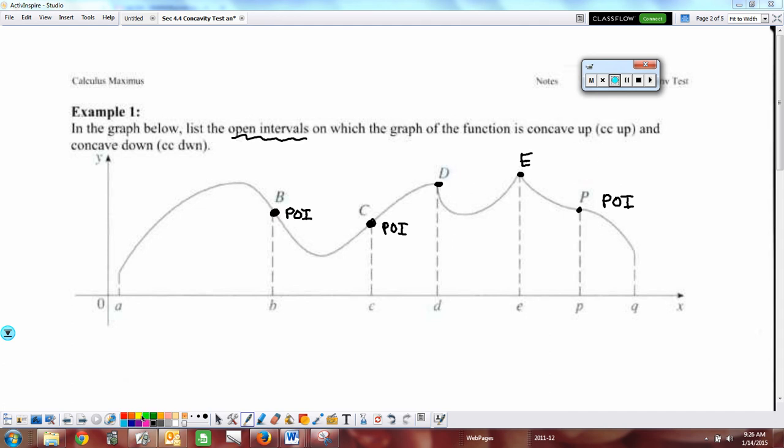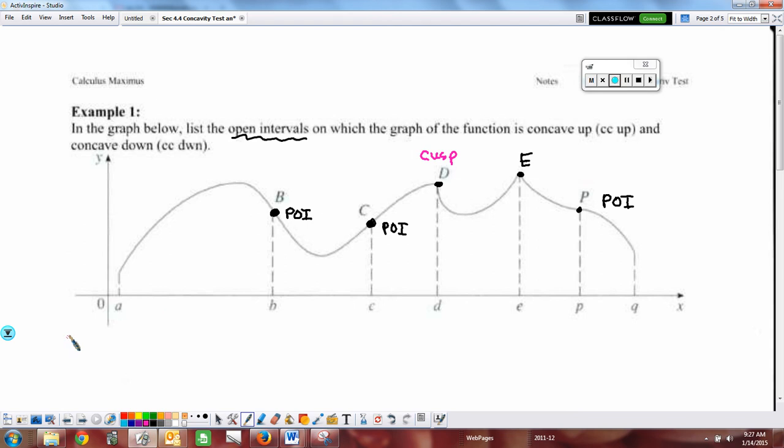All right, so now notice that I did not label, for example here, where this is concave down and this is concave up. So it did switch here at this cusp. But notice that I am not labeling that as a point of inflection, okay?